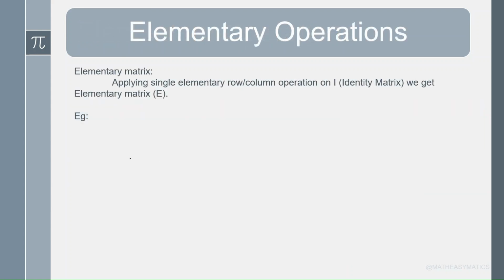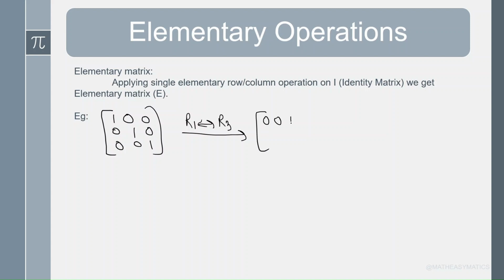Next is elementary matrix. Applying single elementary row or column operation on identity matrix, we get elementary matrix. Let's take a 3 by 3 identity matrix. Perform any elementary operation. Let's take R1 interchange with R3. We get 0, 0, 1, 0, 1, 0, 1, 0, 0. This is an elementary matrix. Let's name it E1.